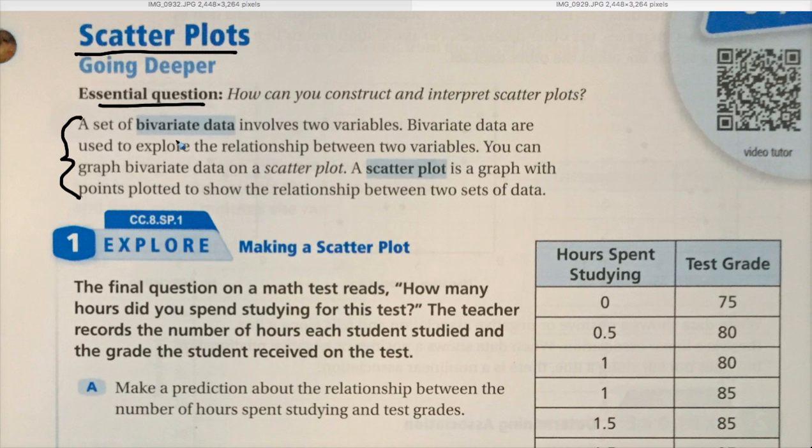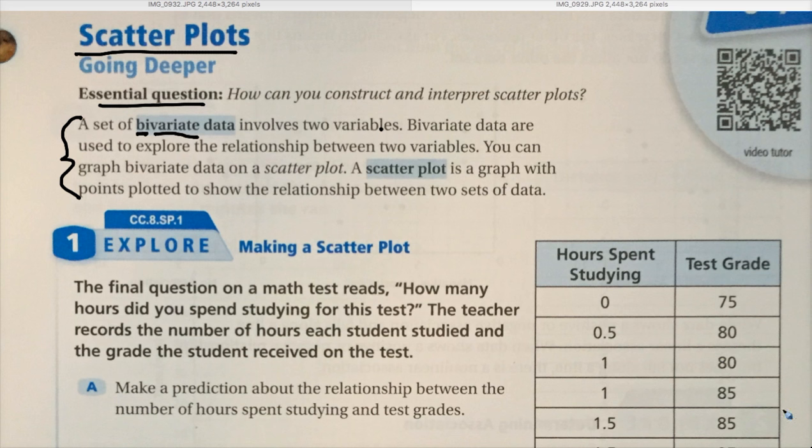A set of bivariate data includes two variables. That's where it says bi, that's two. Variate means variable, so two variable data. Bivariate data are used to explore the relationships between two variables. You can graph bivariate data on a scatter plot. A scatter plot is a graph with the points plotted to show the relationship between two sets of data.